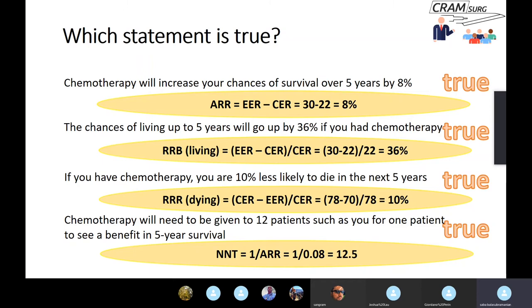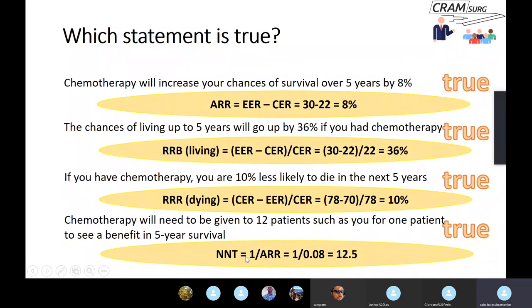The number needed to treat simply refers to the number of patients that need to have a particular intervention or exposure for one additional event to happen. So it simply is the reciprocal of the absolute risk reduction. So if you've got the absolute risk difference or reduction of 8%, you just say 1 divided by 8%, which is 1 divided by 0.08, which is 12.5.